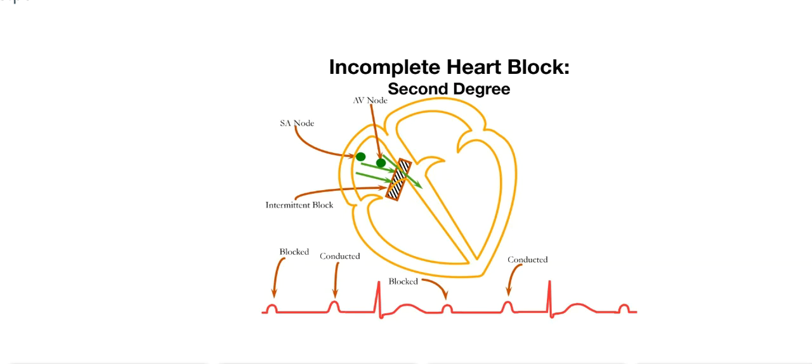Does anybody have any questions about the difference between Mobitz 1 and Mobitz 2 on your second degree? Yeah? You said that every third or fourth beat, the QRS is dropped, right? Yes, the QRS is dropped. Because the problem is not at the SA node, the problem is conducting that signal through the AV node and down through the bundle fibers.